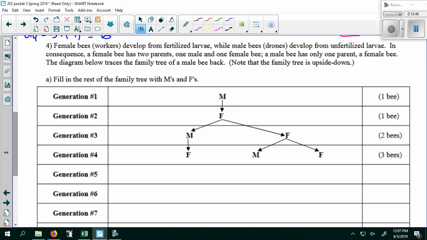And then that female bee had two parents, a male and a female. So males always have just a female parent. Female bees always have two parents, a male and a female.